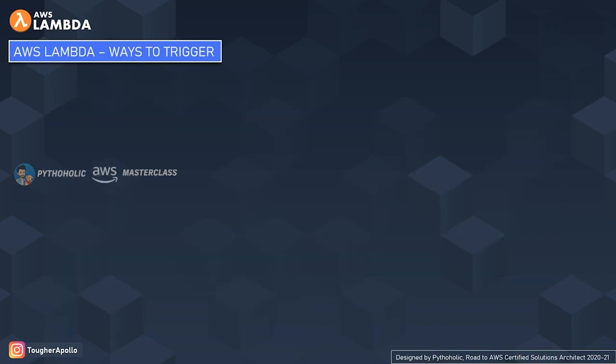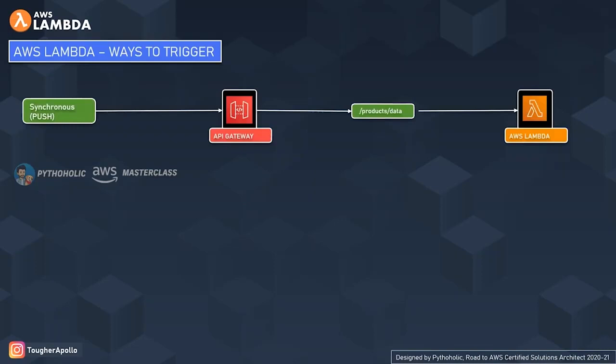So now let's understand the three trigger points that we already discussed carefully, one by one. The first one is the synchronous push, where we use the API gateway and trigger an API, that is product/data, and it executes the code present at Lambda. So this is a synchronous call or a synchronous push.